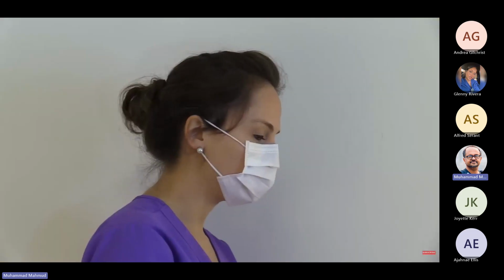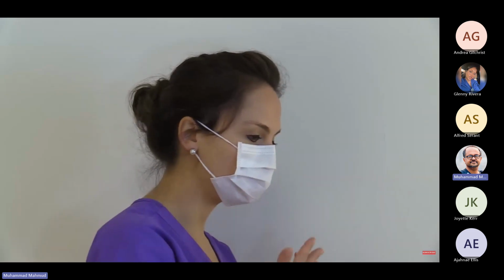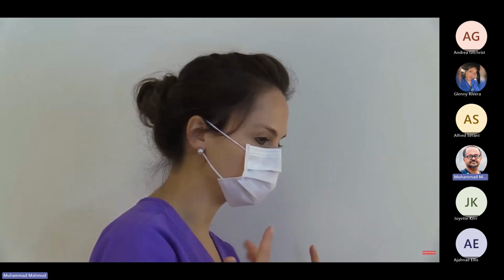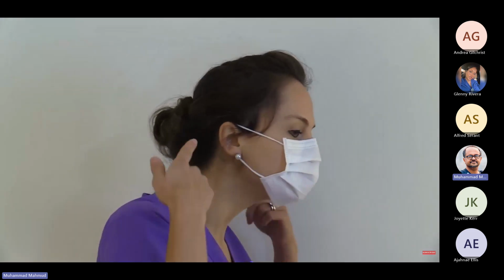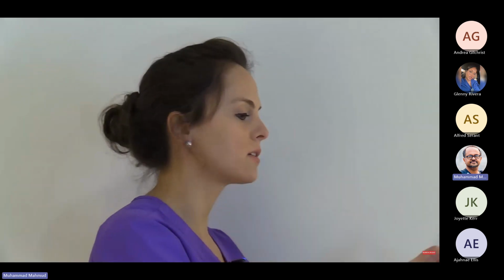Then we're going to remove our mask. And remember, the straps of the mask are clean. The outside of the mask, the front, is contaminated. So we cannot touch that. So we'll take both of our fingers and remove the straps of the mask and then discard.